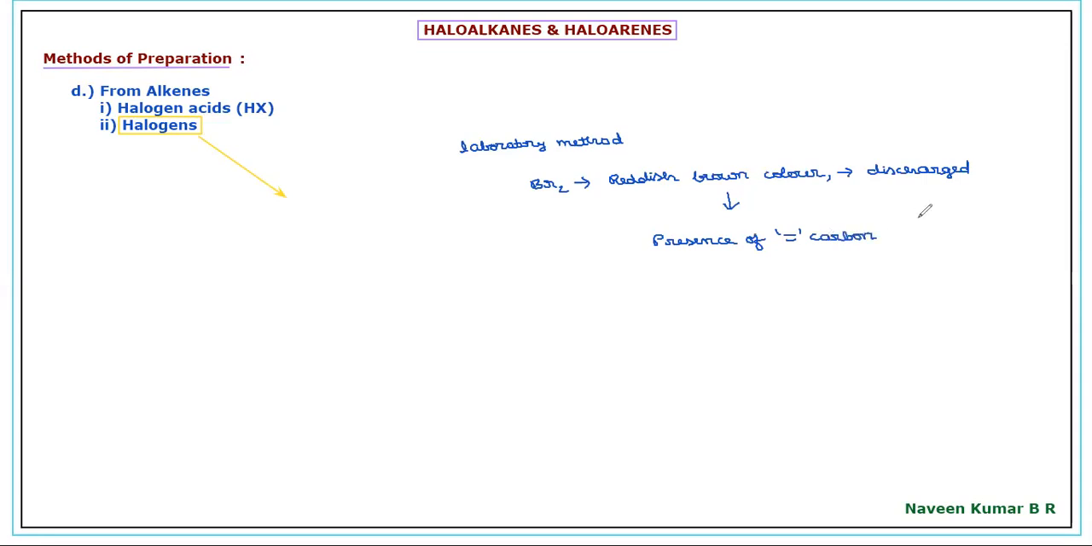So this will be considered as a laboratory detective test. So that we'll try to understand here the method of preparation. Now, if we use a symmetrical alkene, we'll take the simple example of ethene, it is CH2 double bond CH2.